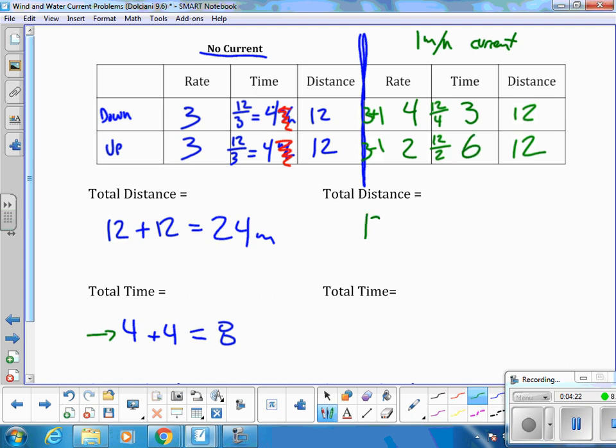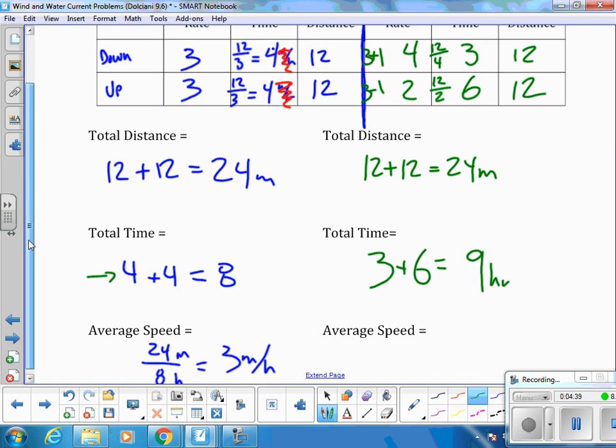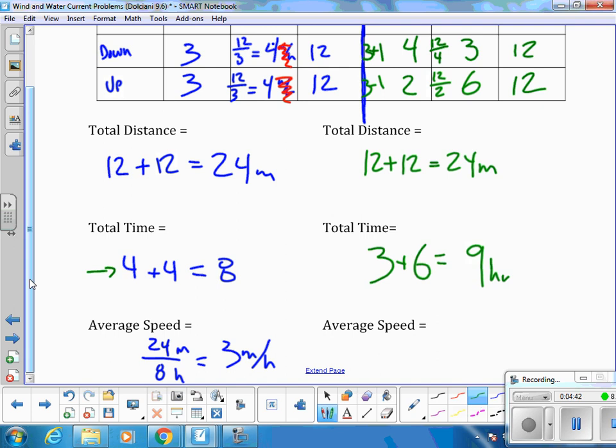So my total distance has not changed. I'm still traveling 24 miles on the river. My time has changed. It's 3 hours one way and 6 hours going upstream, because I'm working against the current, which is 9 hours. And I can use those two pieces of information to get my average speed. My average speed is going to use the 24 miles per the 9 hours. I want to get that average speed, so I'm going to get my unit rate. If it's 24 miles per 9 hours, when I divide those out, I find that it's 2 2/3 miles per hour for the whole trip.